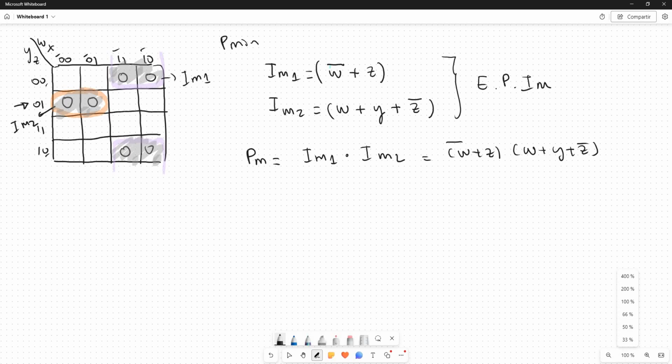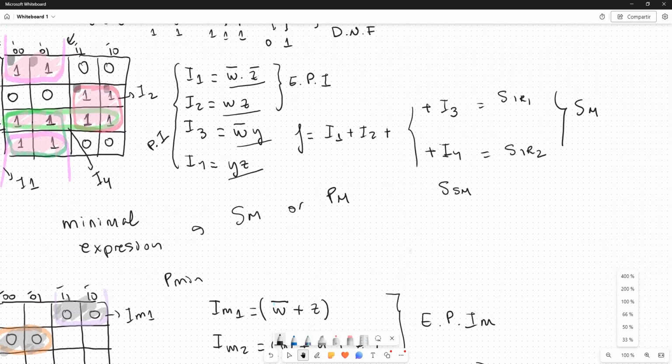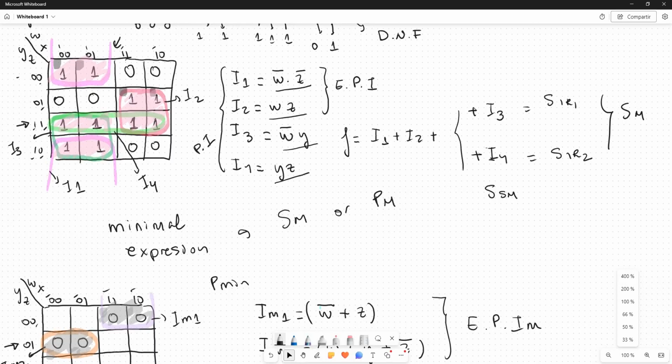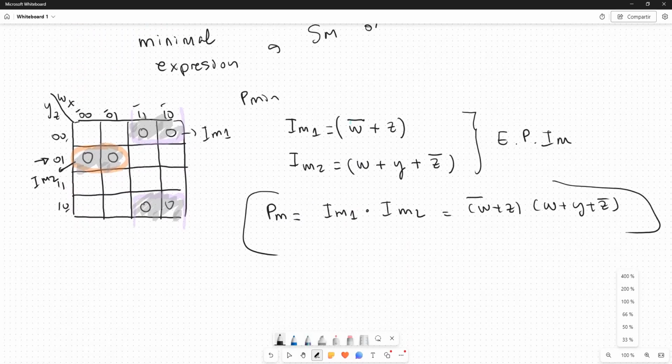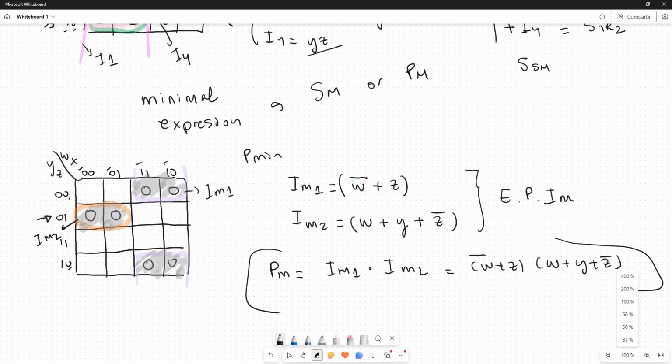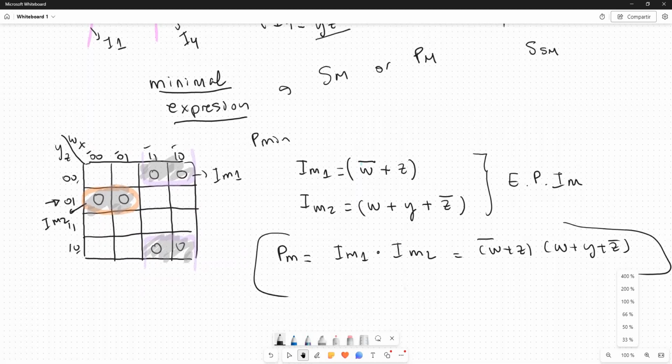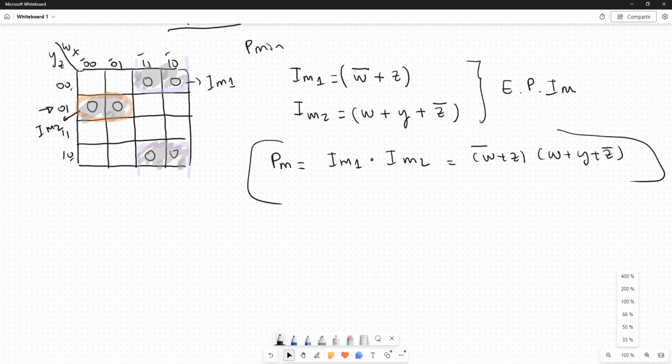And you can see that in this case the minimal product is smaller than the minimal sum. So the minimal expression is the minimal product, not the minimal sum. So you have to check what they are asking you in the exercise: the minimal product, the minimal sum, or the minimal expression. In the case of the minimal expression, you have to check both of them and choose the one that is smaller.